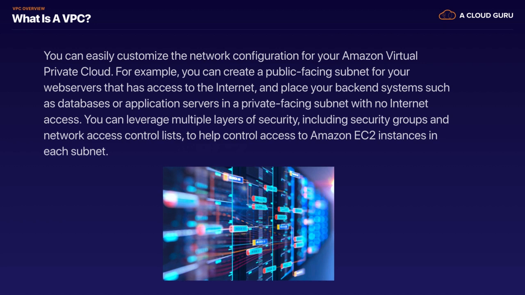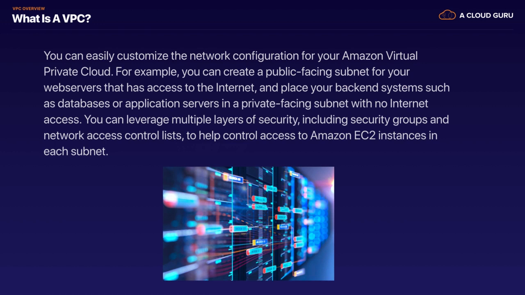For example, you can create a public-facing subnet for your web servers that has access to the internet, and then you can place your back-end systems such as your databases or your application servers in a private-facing subnet with no internet access. So in doing that, your web servers are exposed to the internet, but your sensitive application and database servers are not exposed to the internet.